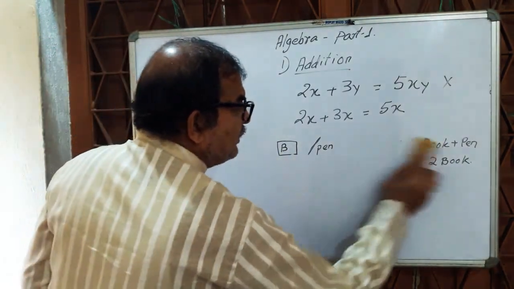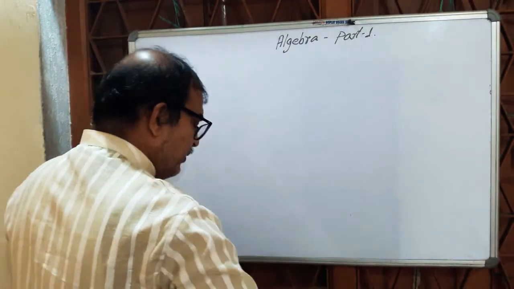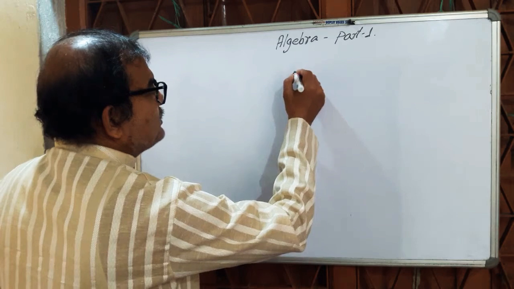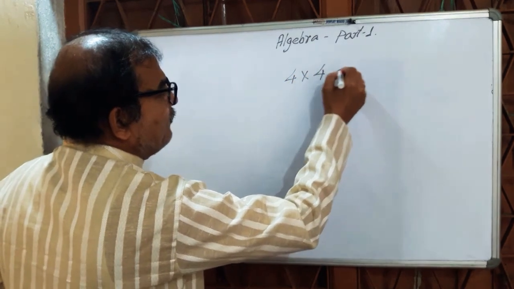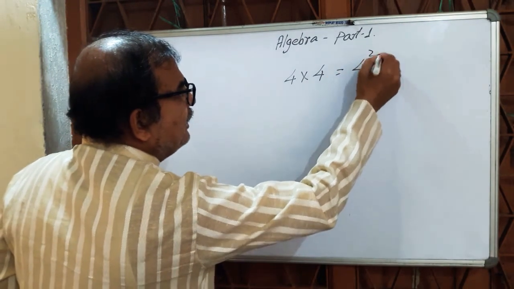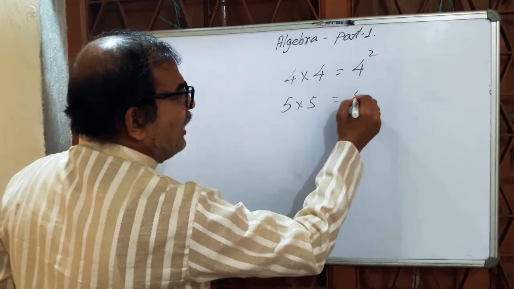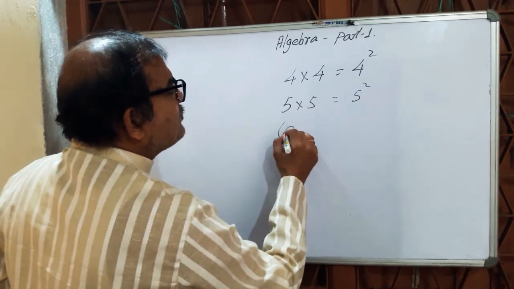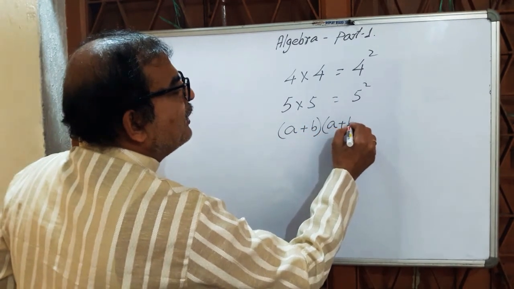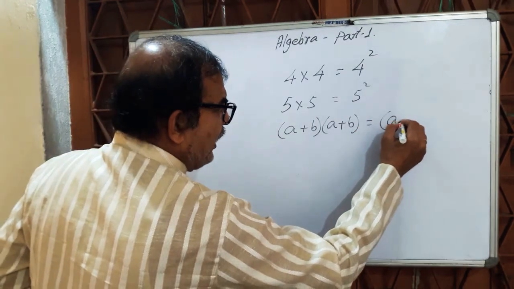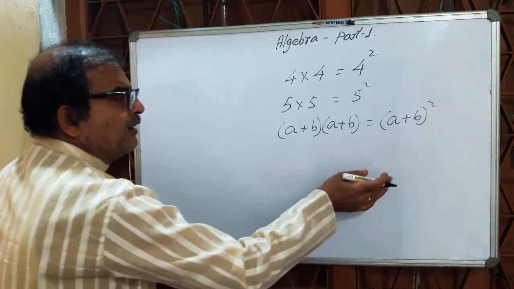In multiplications, when the same thing is multiplied with the same thing, suppose 4 is multiplied with 4, that means I can write 4 square. 5 multiplied with 5, then I can write 5 square. Like this, when a plus b is multiplied into a plus b, then I can write a plus b whole square, which I have already taught.